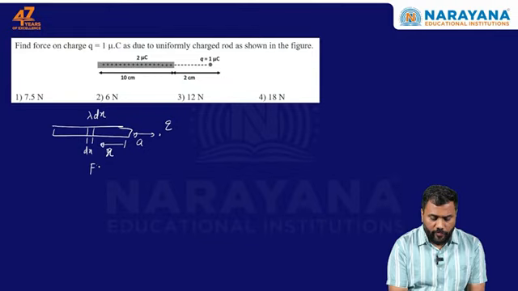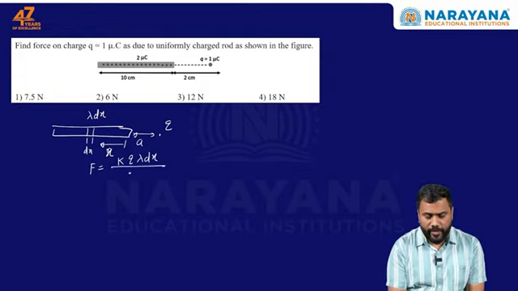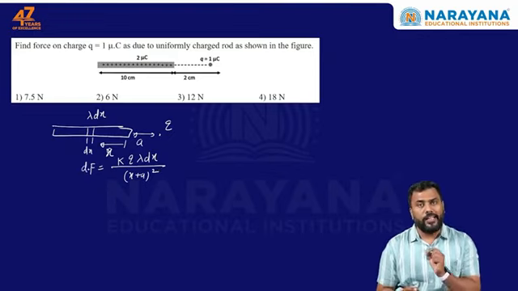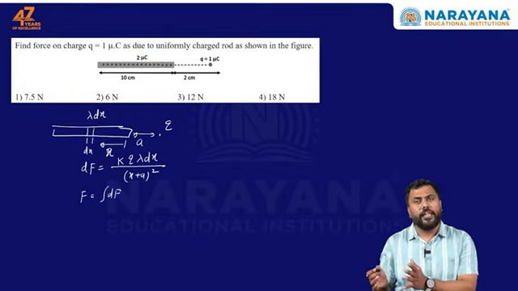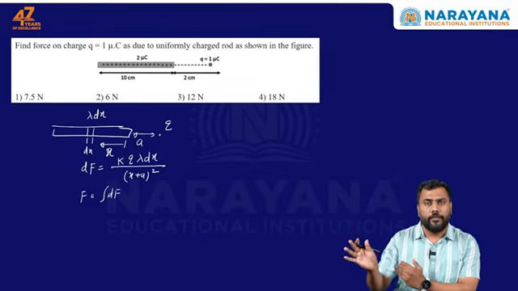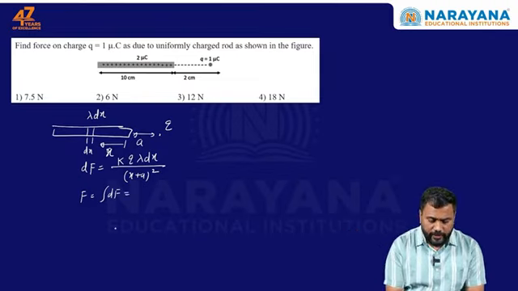So, the force of repulsion between these two should be given by k times the product of charges, which is q into lambda dx, divided by the distance between them, which is (x plus a) whole squared. This is going to be the small force due to a small element of the rod. In order to get the total force, I will add up all these forces. Because all the forces are in one direction, they all are repulsion, we can just directly integrate this expression.